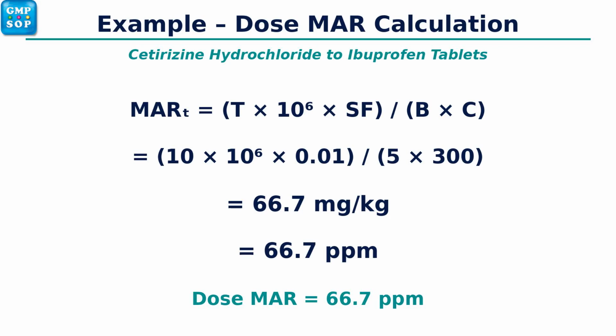MART equals T times 10 to the power of 6 times safety factor, divided by B times C. Substitute the respective values. MART equals 10 multiplied by 10 to the power of 6 multiplied by 0.01 divided by 5 multiplied by 300. This equals 66.7 milligrams per kilogram. Therefore, the dose MAR equals 66.7 parts per million.